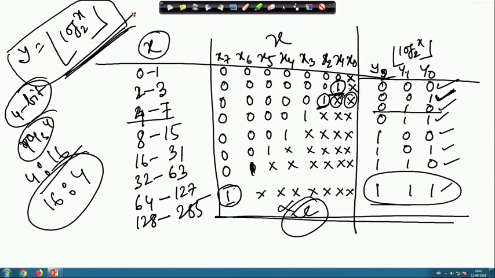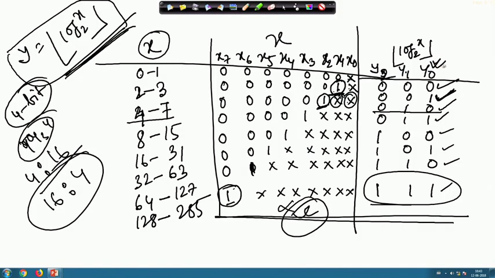Now, I have to derive and draw the architecture of the priority encoder circuit. From this table, after observing, I have to find the logical expression for each of these bit positions, and after finding those logical expressions, they will be implemented via logic gates, which we will see.